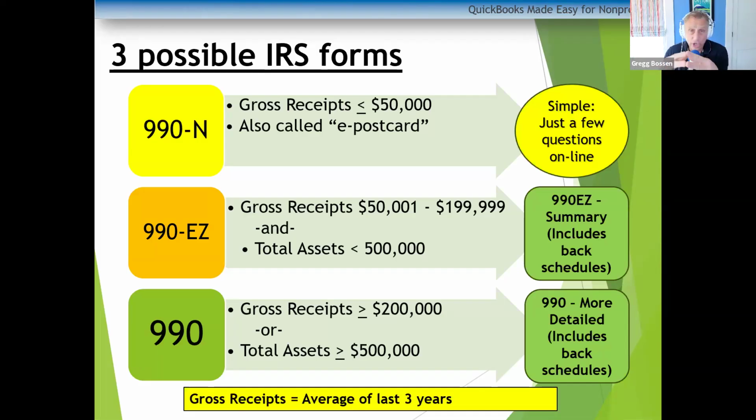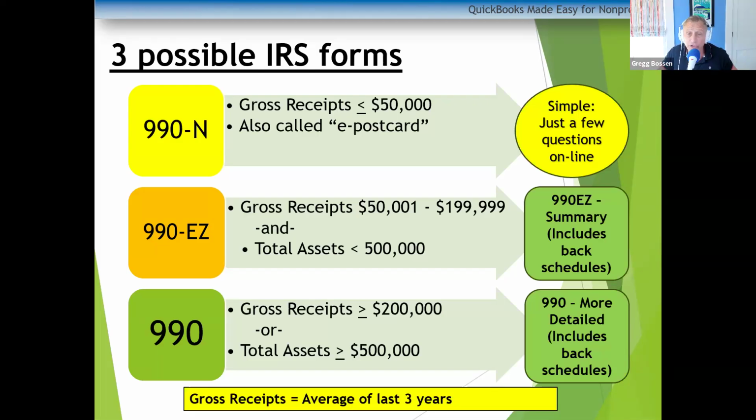I want you to know something, because there are people who say, well, I can file a 990 EZ, so that's going to be easy because it says EZ. No, it's not. The 990 EZ takes basically the same amount of preparation work in terms of getting your books ready as the 990 does. It just summarizes the information a little bit more. And there are back schedules that you have to include: Schedule A, Schedule B, Schedule C, Schedule D, Schedule O. It goes on and on and on. And those schedules have to be included.